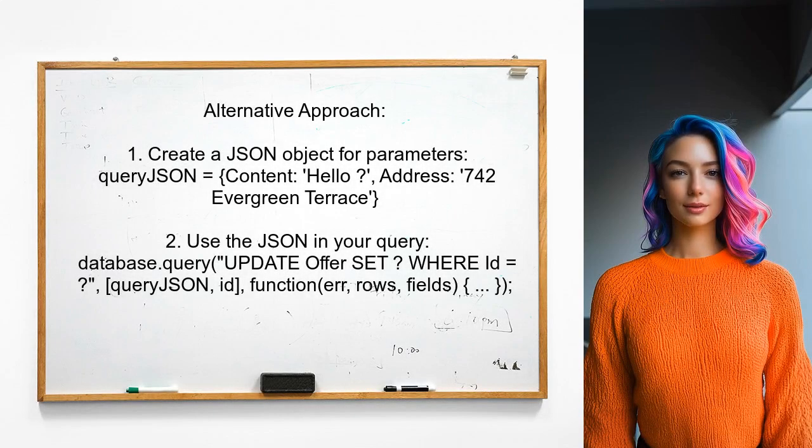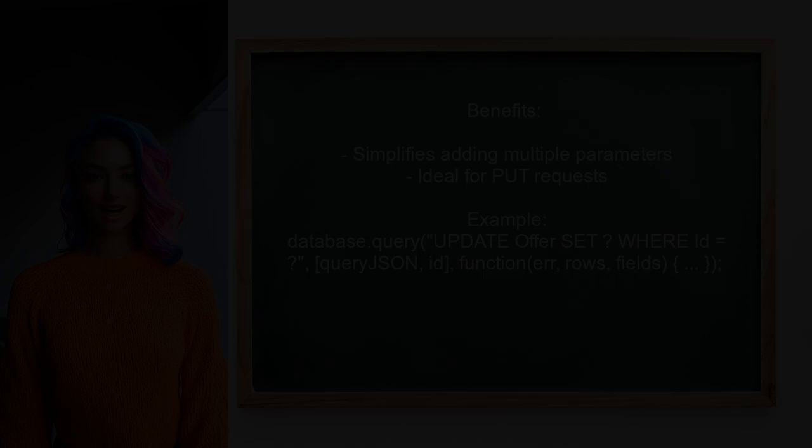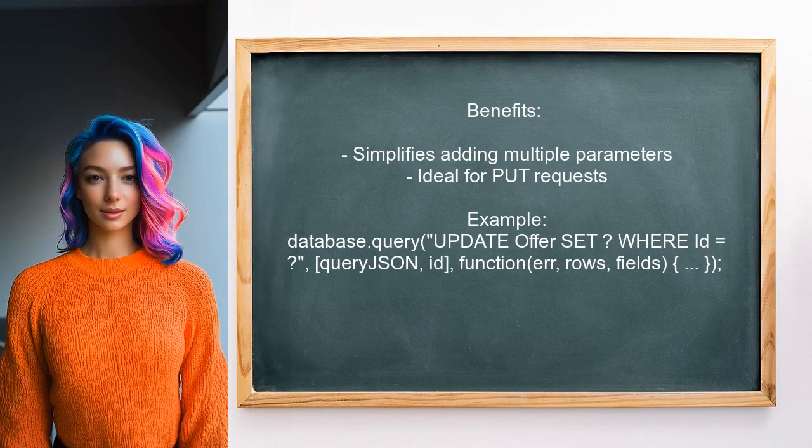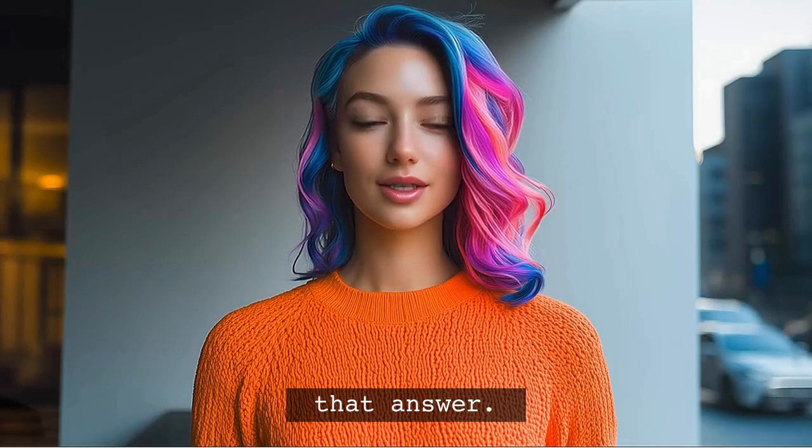Let's take a look at an answer from another user. Another user has shared an alternative approach for handling multiple parameters in a MySQL query using Node.js. They suggest creating a JSON object to hold key value pairs for your query parameters. This method is particularly useful for PUT requests, allowing you to easily add one or more parameters to your database update. That's all on that answer.